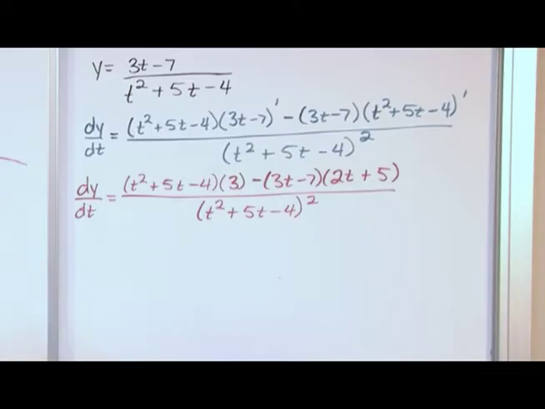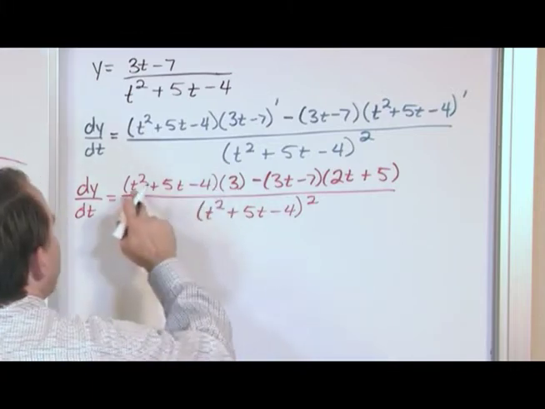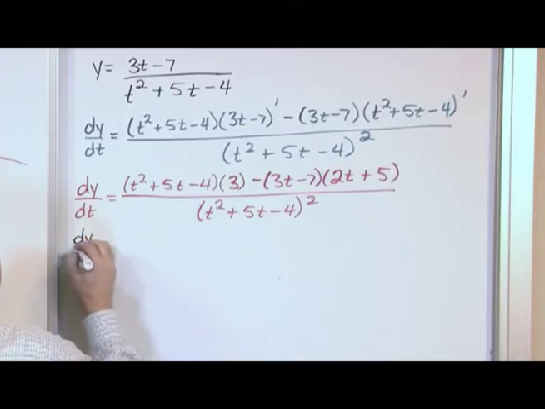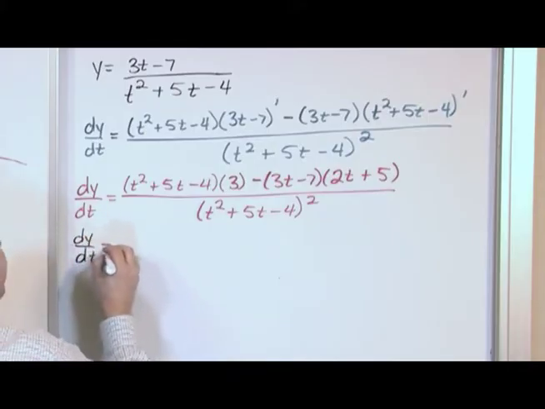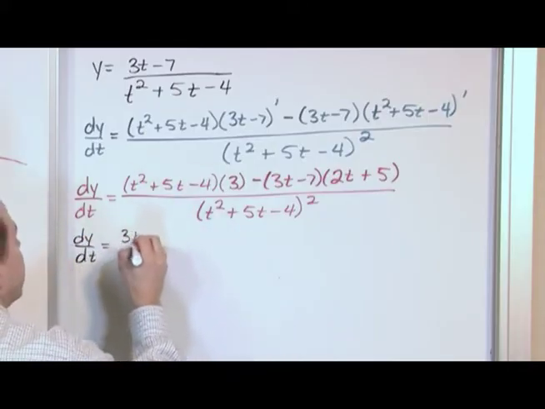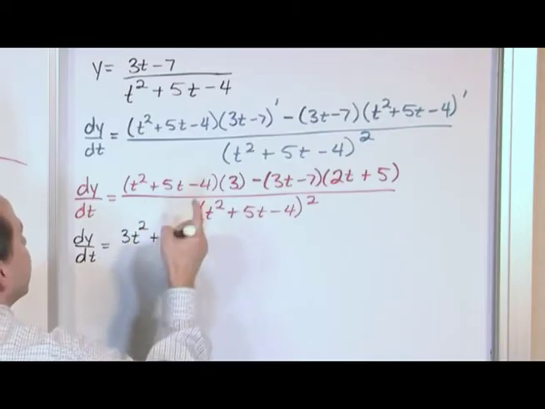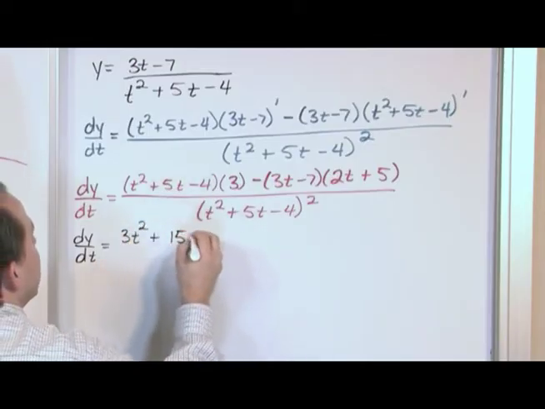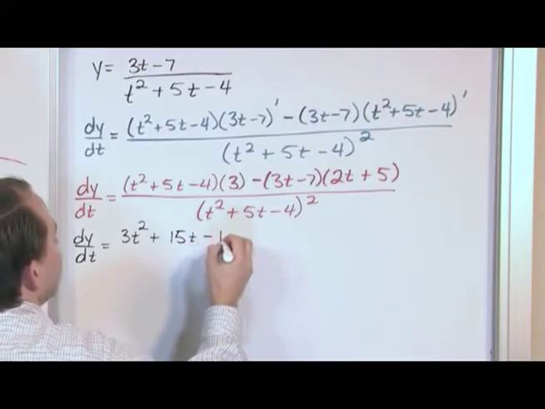So at this point, we've actually arrived at the answer. We're actually done as far as the math goes, but we really need to go ahead and simplify it. So let's go ahead and do that. Let's multiply the 3 in here. So we'll have dy with respect to t. We're going to have 3t squared plus, multiplying here, 15t, multiplying here, minus 12.